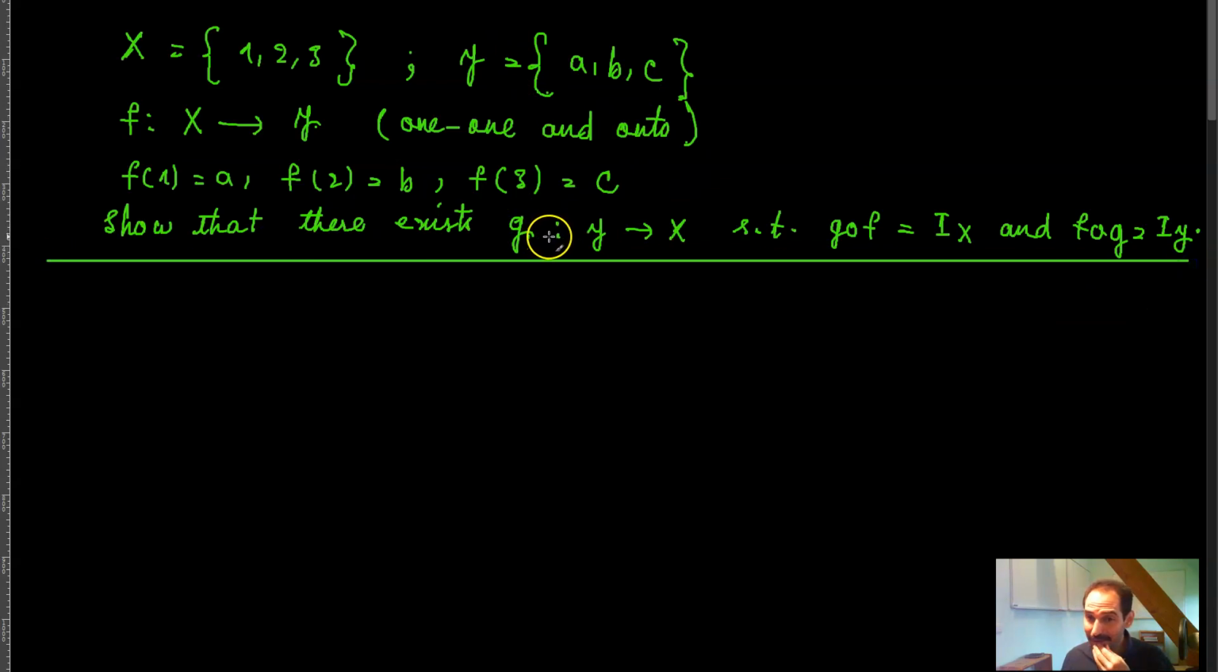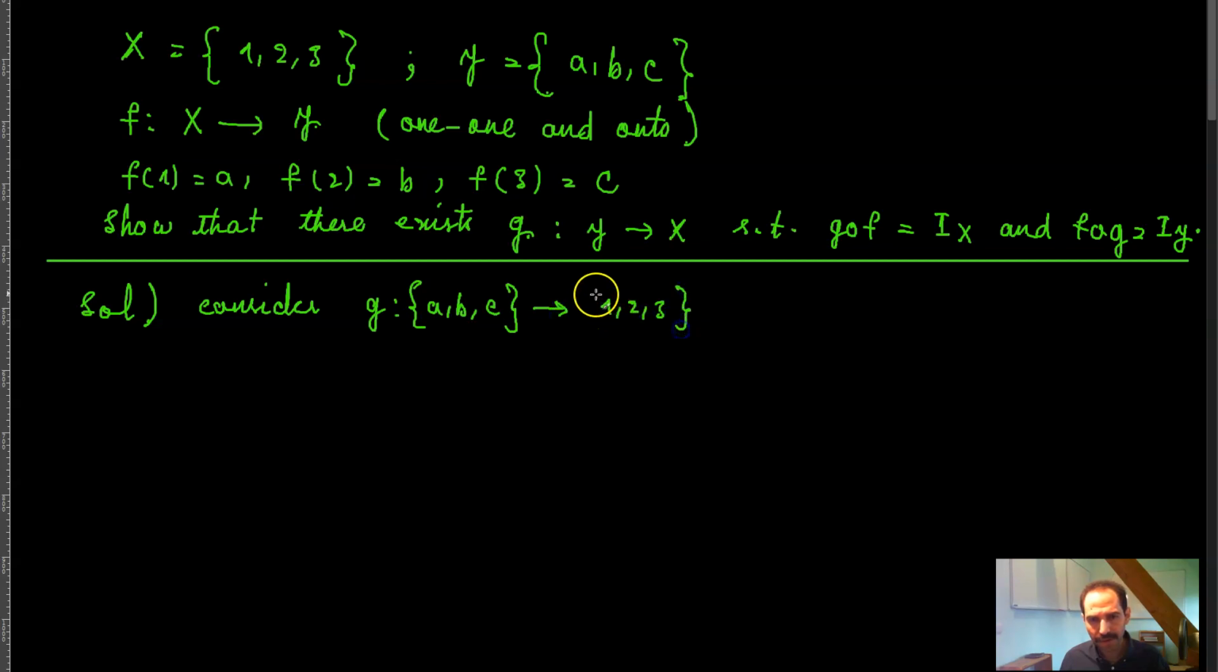Now, in order to answer this question, as a solution, you can say: consider g as a function from Y to X, meaning from {a, b, c} to {1, 2, 3}, such that g of a is equal to 1, g of b is equal to 2, and g of c is equal to 3.